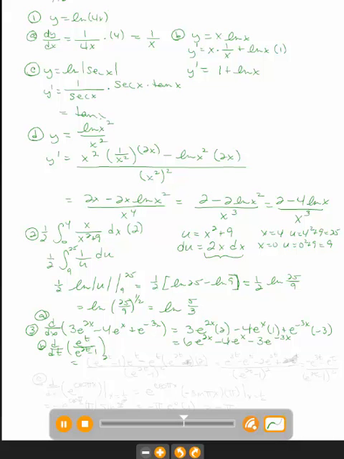So this is a quotient rule, so it's going to be the bottom times the derivative of the top minus the top times the derivative of the bottom, and that's going to be e to the 2t minus 1 times 2, all over the bottom squared. So if we clean this up a little bit and distribute, the e to the, oh, this is interesting.